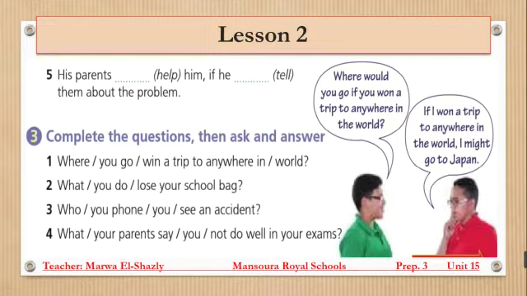If you won a trip to anywhere in the world, the answer is, if I won a trip to anywhere in the world, I might go to Japan. So let's do the same as exercise 1, where I gave you the answer. 1, where would you go if you won a trip to anywhere in the world? 2, what would you do if you lost your school bag? 3, who would you phone if you saw an accident? 4, what would your parents say if you did not do well in your exams?